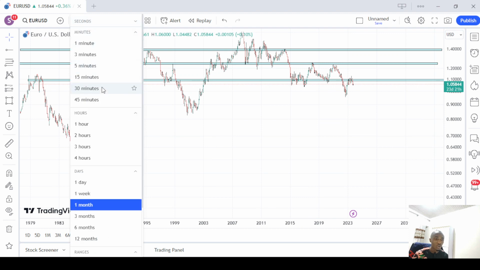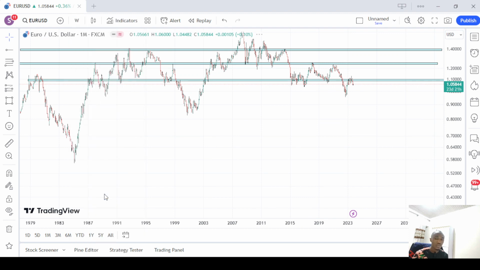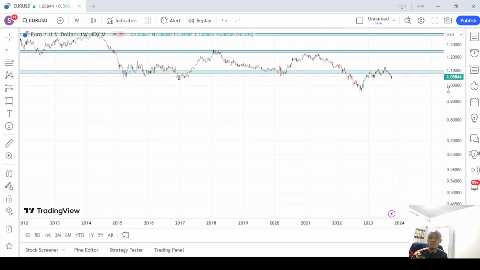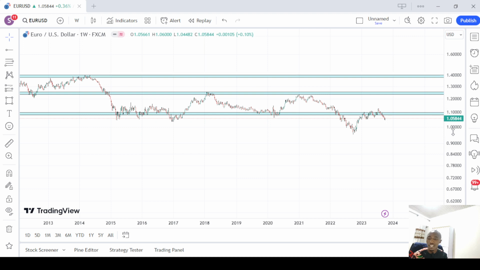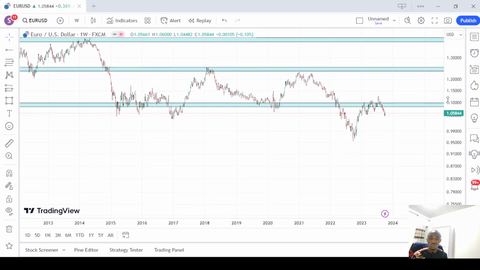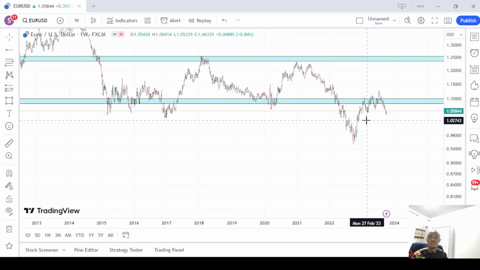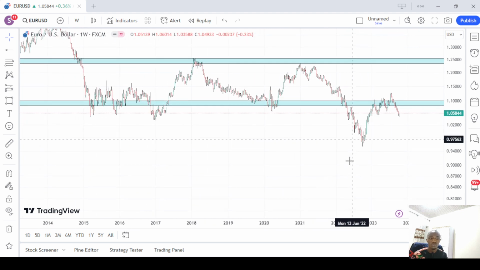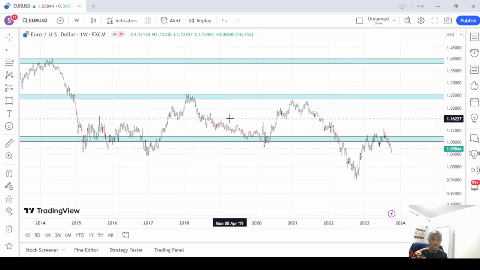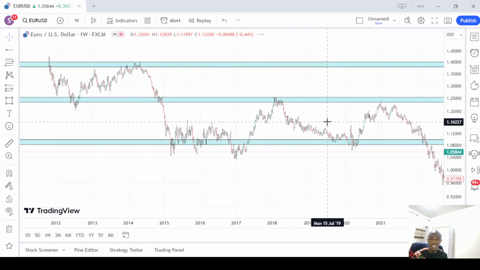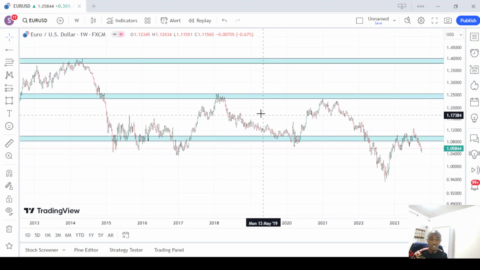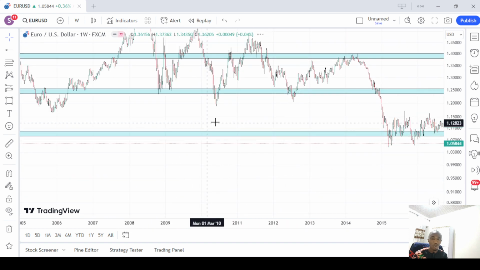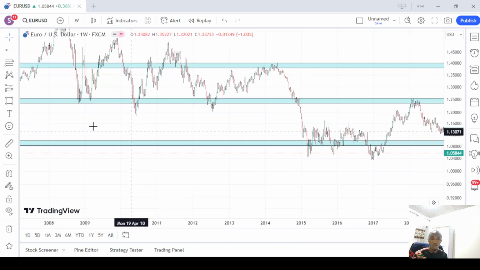So you go down to the weekly time frame. You use your monthly time frame to plot your major zones. You use the weekly time frame to trim and to ensure that the zones you plotted on the monthly are well plotted. And as you can see, they are all well plotted.